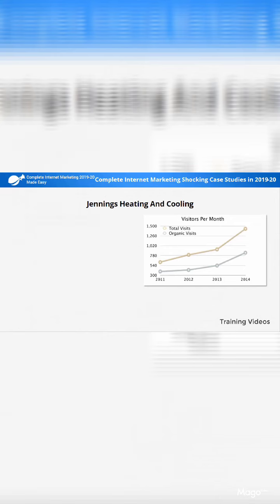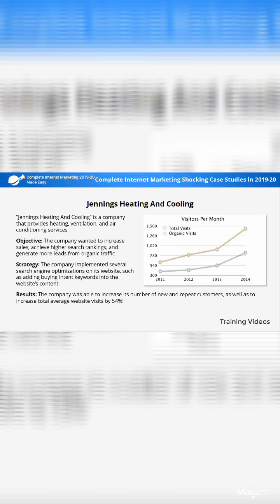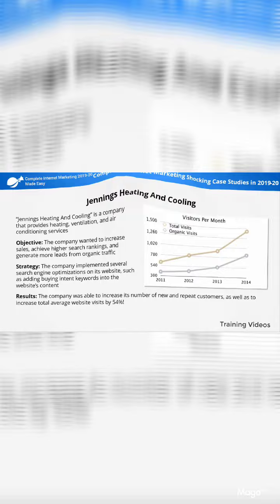Jennings Heating and Cooling. Jennings Heating and Cooling is a company that provides heating, ventilation, and air conditioning services. Objective: the company wanted to increase sales, achieve higher search rankings, and generate more leads from organic traffic. Strategy: the company implemented several search engine optimizations on its website, such as adding buying intent keywords into the website's content. Results: the company was able to increase its number of new and repeat customers, as well as to increase total average website visits by 54%.